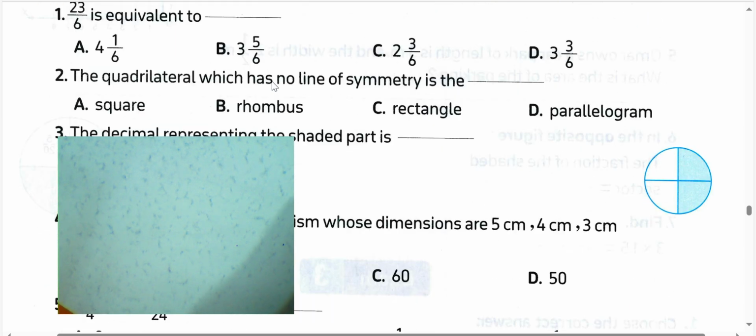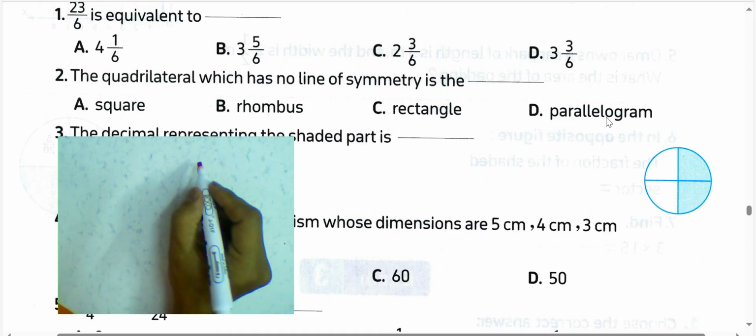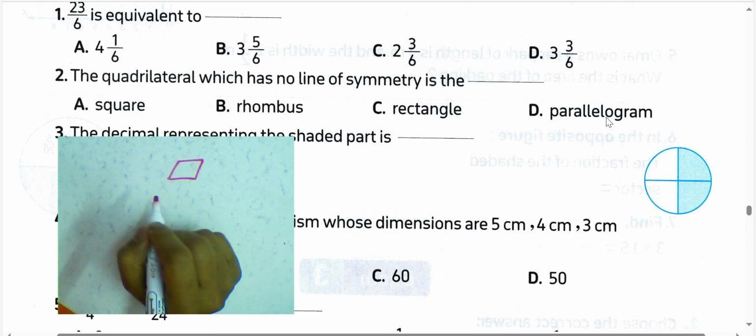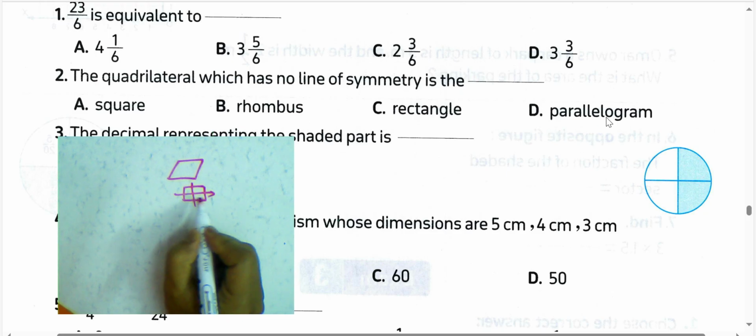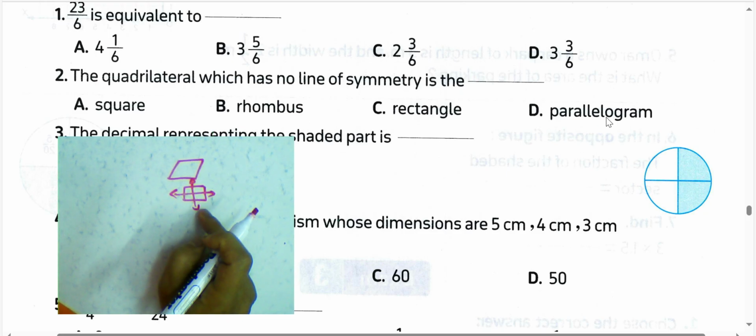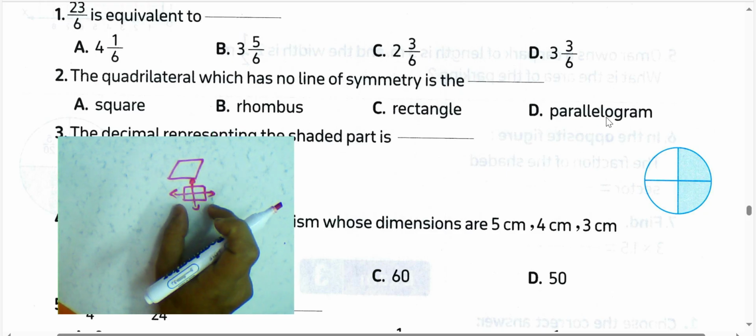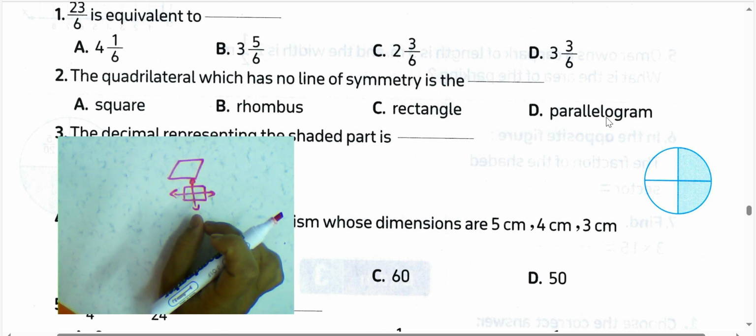Next question. The quadrilateral which has no line of symmetry is space. We know parallelogram hasn't any line of symmetry, but rectangle has two lines of symmetry. What about line of symmetry? Line of symmetry is a straight line which divided the shape into equal parts.